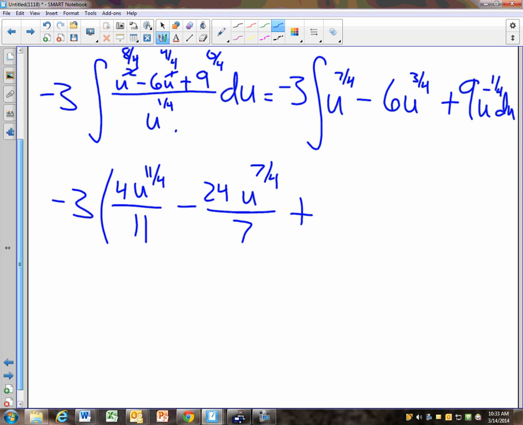Plus 9 times u to the 3/4 divided by 3/4, which is multiplied by 4/3. So 36 over 3.